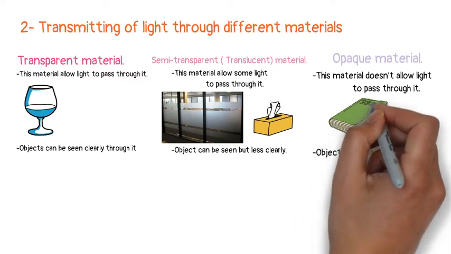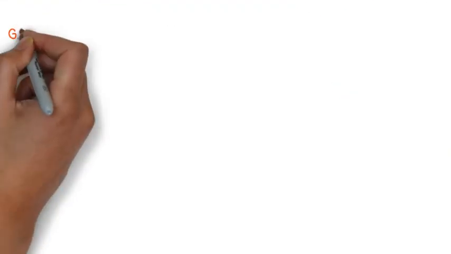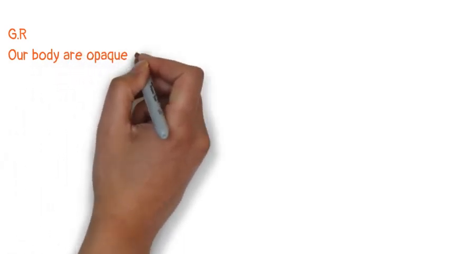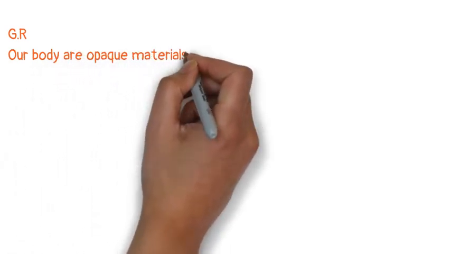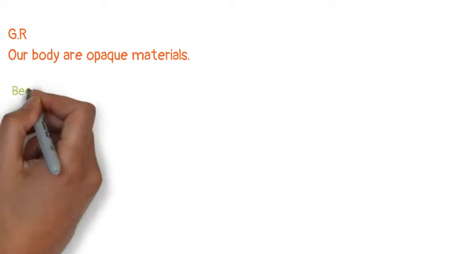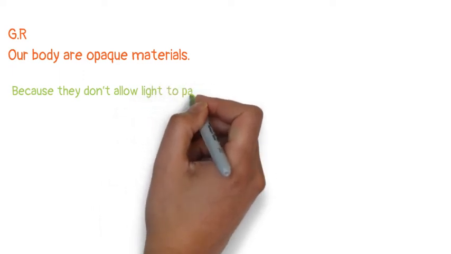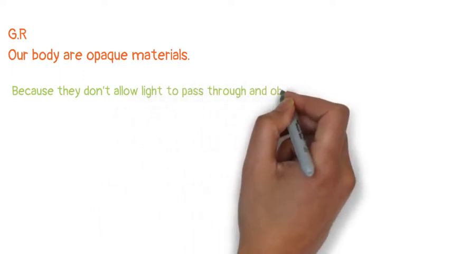Okay, if I ask you to give a reason why our body is an opaque material or an opaque object, why? Because it doesn't allow light to pass through it, and we can't see the object behind our body.